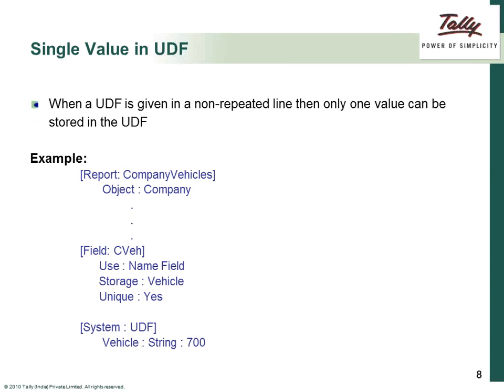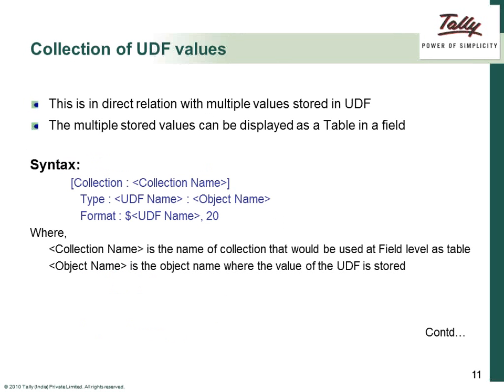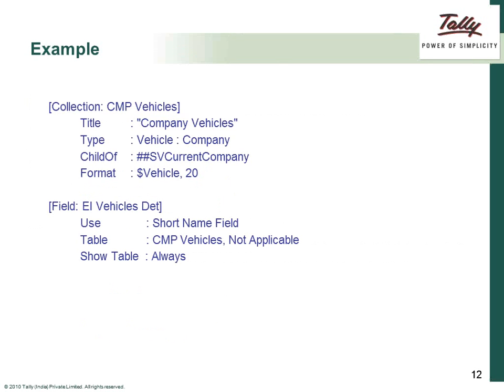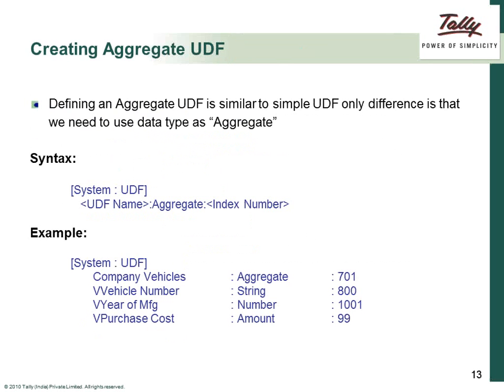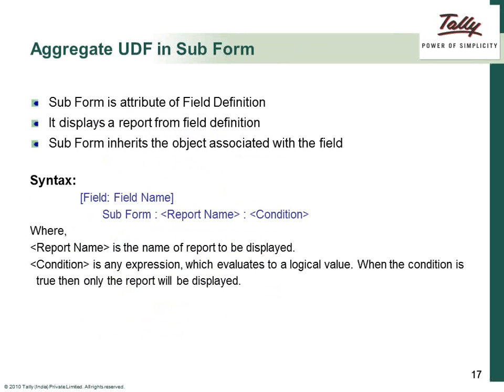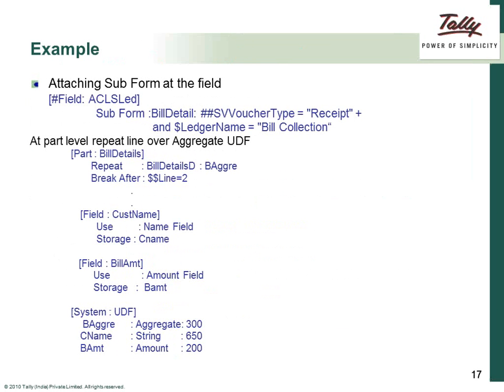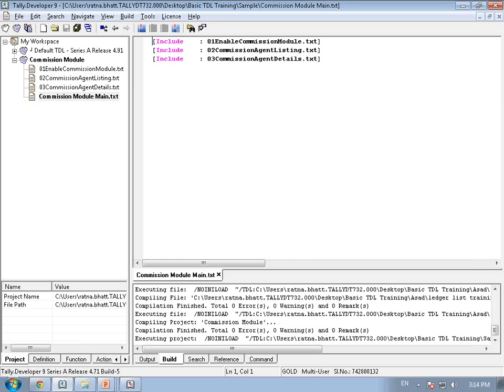So this is how we saw creating a single UDF, creating a multiple UDF, collection from the UDF. Then we saw some examples, and then we spoke about the aggregate UDF. And this is where we stopped yesterday, and we also saw about the subform, right? So I'll just have a quick overview of the code that we tried yesterday.